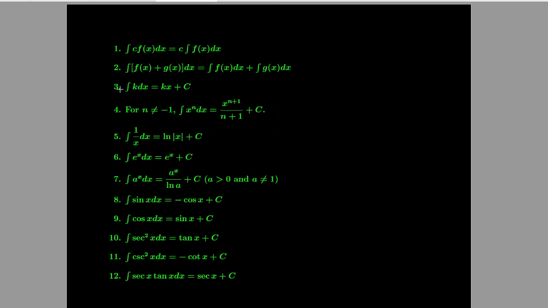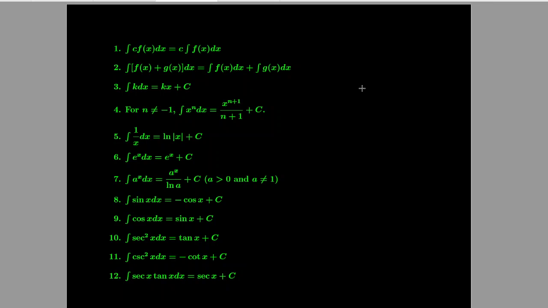Actually, now I think you see why item number 3 is also true, right? Because in kx, you treat k as a constant. K times x is a particular antiderivative of the constant k. If you take the derivative of kx, you have k. So kx is an antiderivative of the constant k. That's why the formula is true.